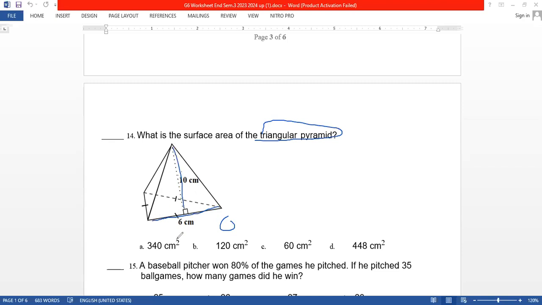10 multiply 6 equals 60. 60 divided by 2, because the triangle area is base multiply height multiply half. So 6 multiply 10 equals 60, divide 2 equals 30. This is the area of one triangle. But I want the area of four triangles. Always, guys, in the triangle pyramid, you need to find the area of four congruent triangles. So 30 multiply 4 equals 120. The answer is 120 centimeter squared. So the answer is B as well.